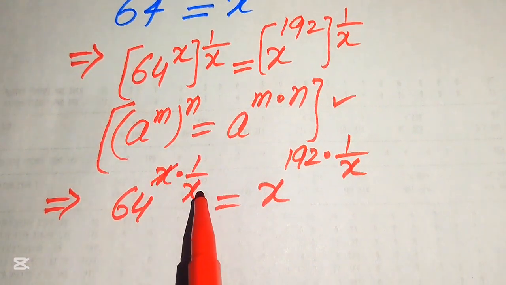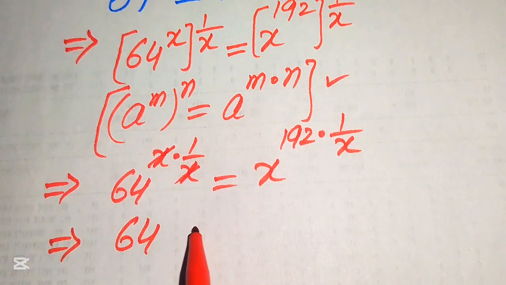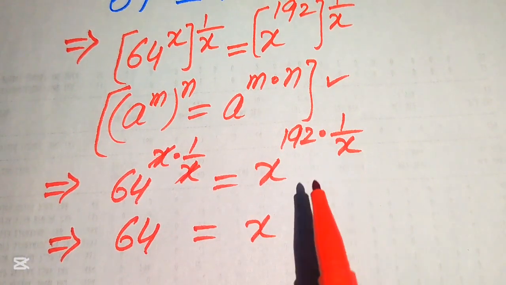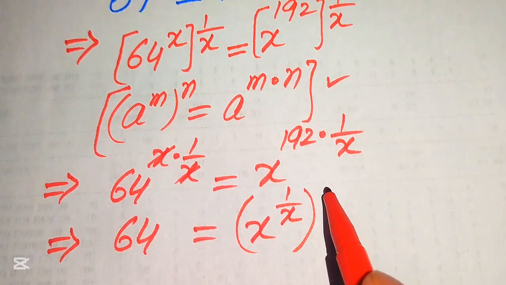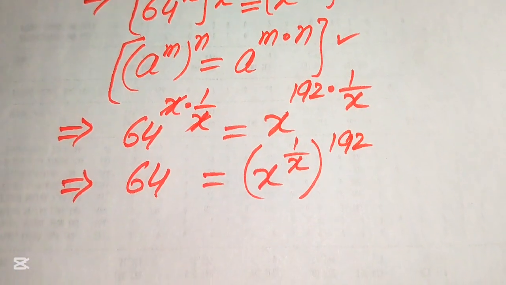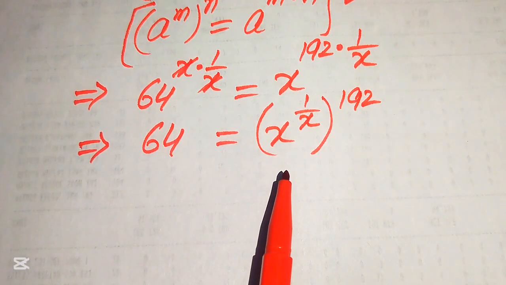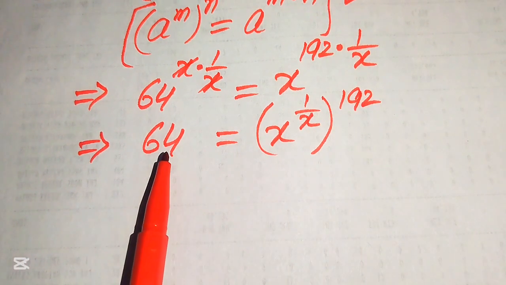So you see here this x is cancelled out by this x, and we will get here 64 is equal to x to the power of, here we need to move this 1 over x inside the term, and it becomes x to the power of 1 over x, and its whole power is 192. So you see here we moved our variable terms to the right hand side, and now we have time to move the constant term to the left hand side.